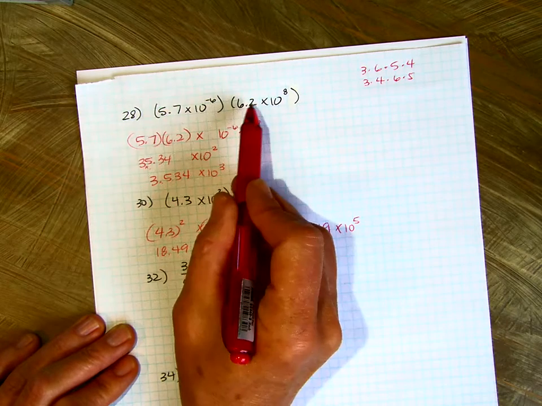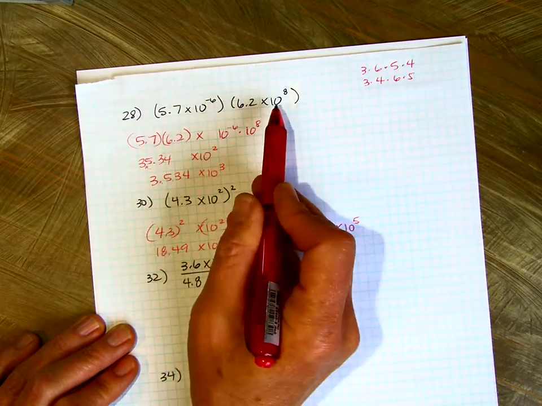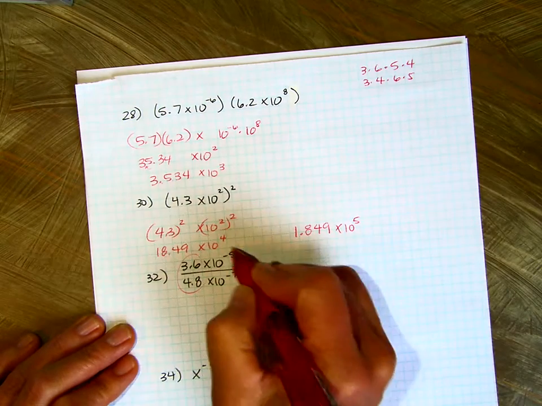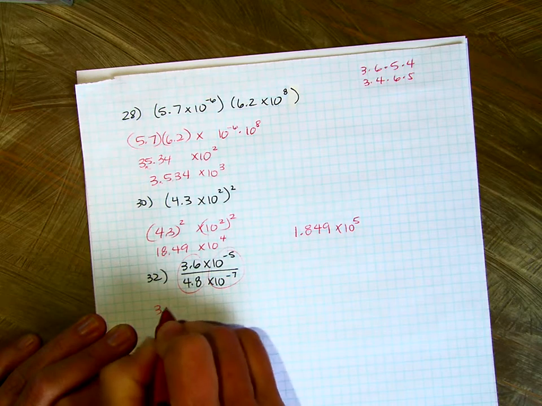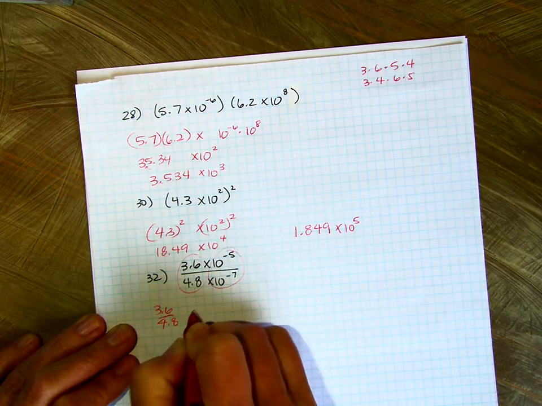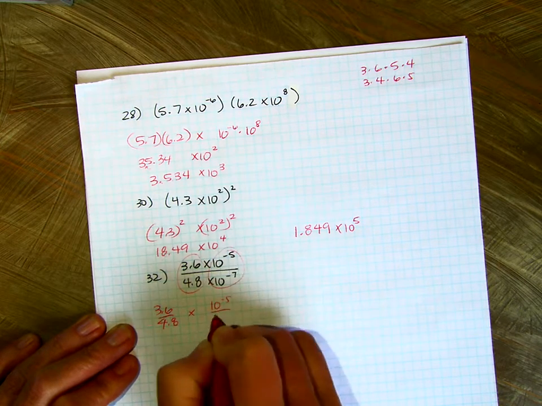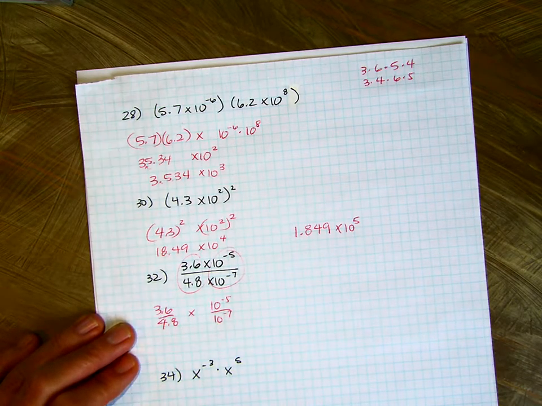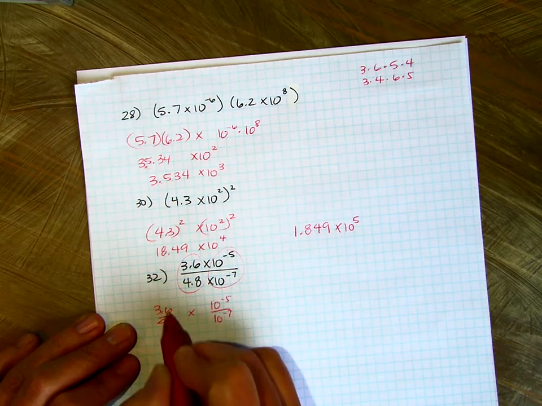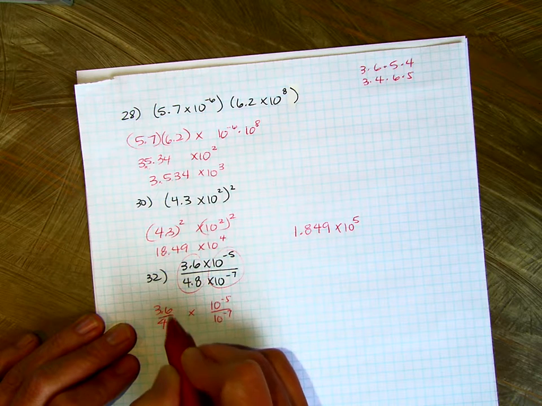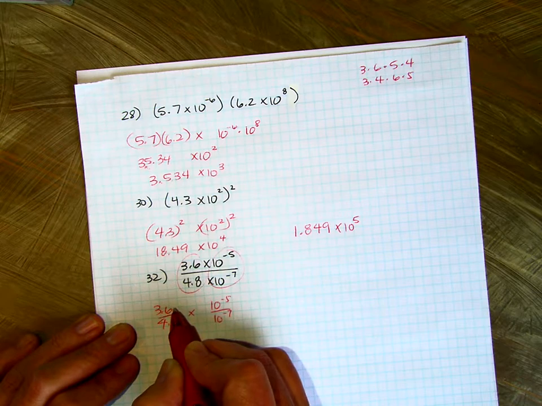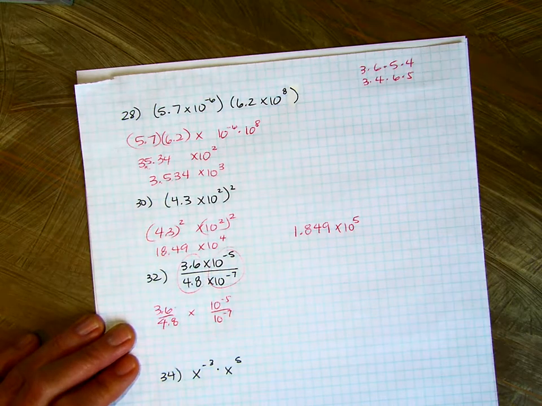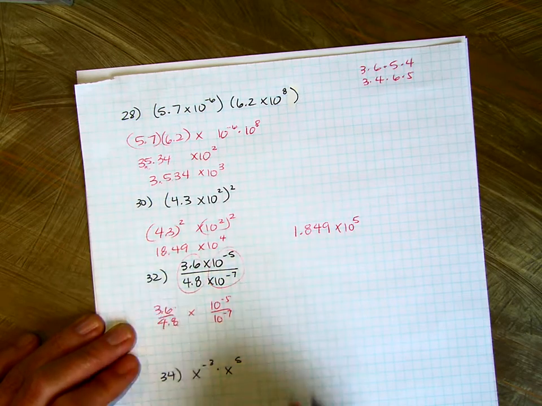Just like up here, when I could conveniently multiply, here I'm going to conveniently divide. So I'm going to have 3.6 divided by 4.8, and that's going to be 10 to the negative 5th over 10 to the negative 7. And 3.6 divided by 4.8 is 0.75. You can actually sort of figure that out because each of these divided by 8 is, no, that's not right. Yeah, 4 over 6, 3 over 4.